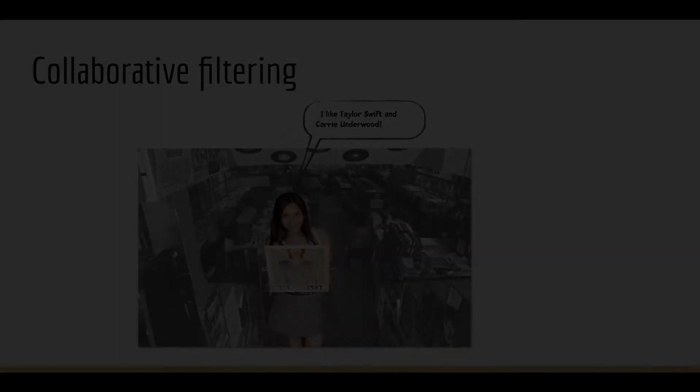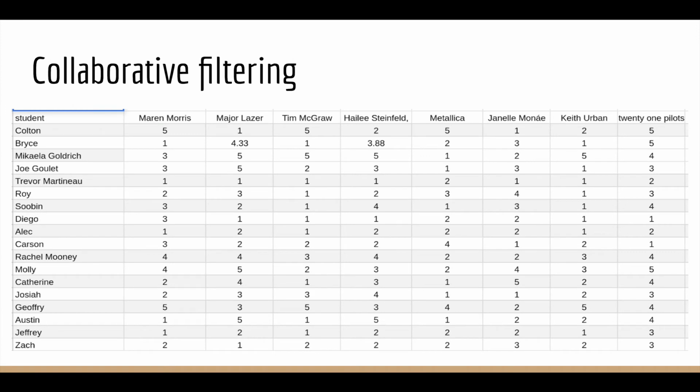In one class I taught, I played 5-minute snippets of different musical tracks, one by Maren Morris, one by Major Lazer, Tim McGraw, and so on, and had the people rate these on a scale of 1 to 5, how much they liked these tunes. And here is a little chart that shows part of the data that we have. And let's say someone comes in and says, I like Major Lazer. I'd rate Major Lazer a 5, Haley Steinfeld a 5, Janelle Monáe, didn't really like her, a 1, Keith Urban a 5. And the task, one we've had in that NumPy video, is trying to find someone that's really close to Anne.